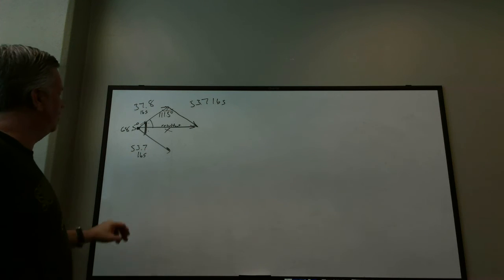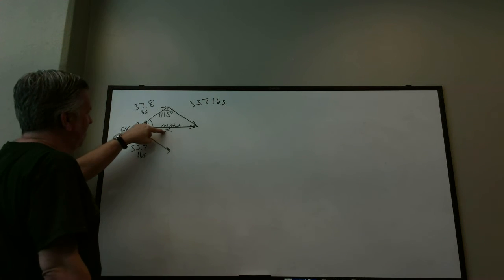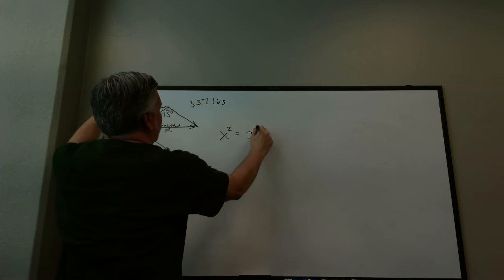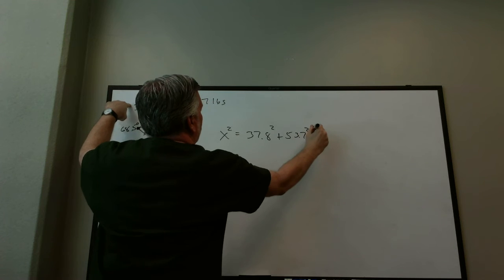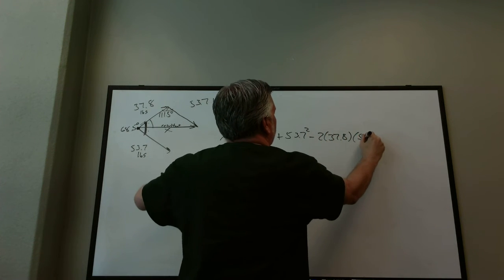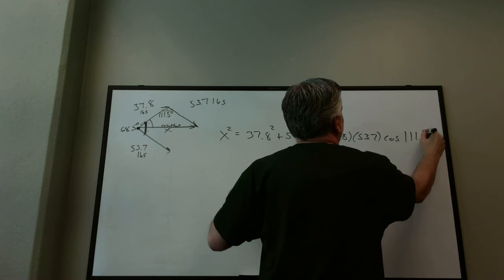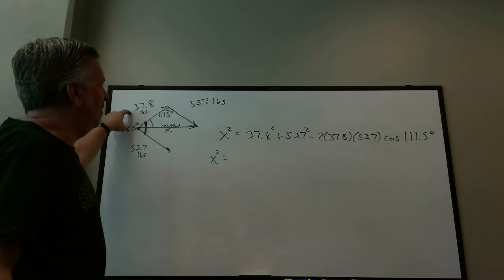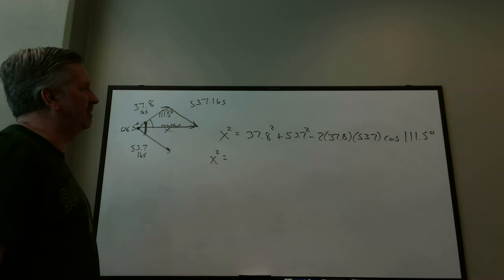Okay, so I can do that. If you need to call these A, B, and C, that's fine, but remember, if I'm trying to find side x, start with side x squared is the other two sides squared, 37.8 squared plus 53.7 squared minus 2 times those two sides times cosine of the angle in between, which is 111.5 degrees.